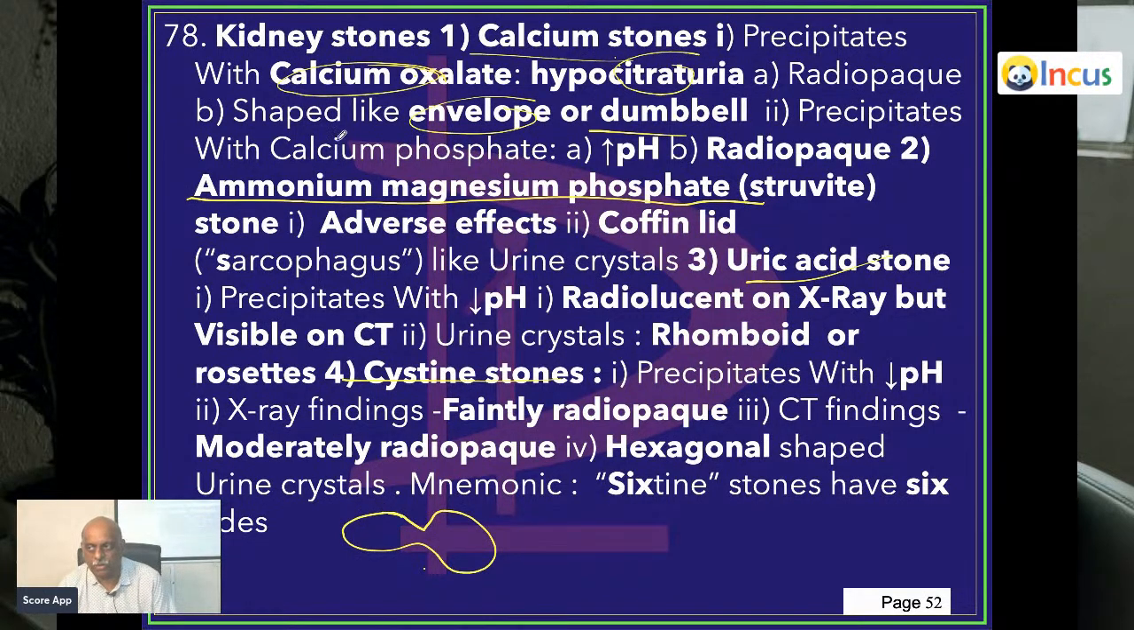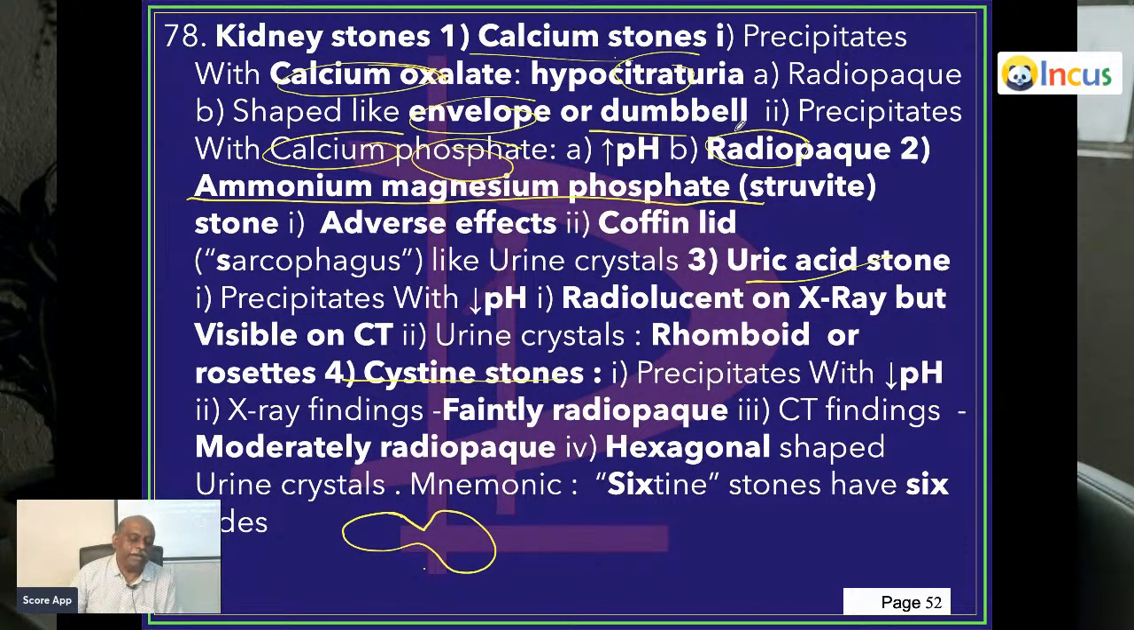Then we have calcium phosphate stone. Any increased pH of the urine, like an alkaline urine, will precipitate a calcium phosphate stone. And they are also radio opaque.